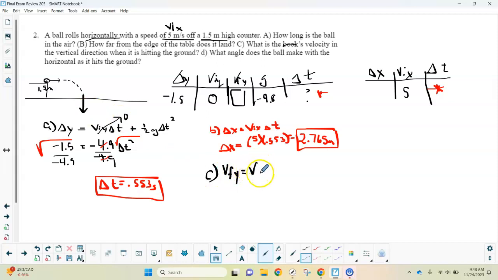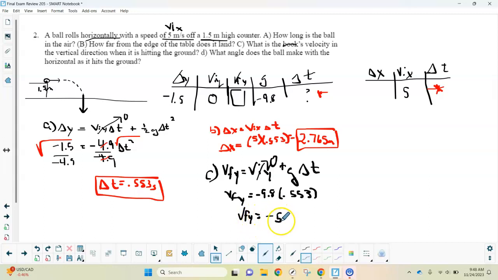And I'm just using any equation that I want, but this is the simplest one, I think, for what we need, because we have 4 out of the 5 variables. So VIY is 0, because it's not thrown up or down. VFY is what we're looking for, and it's really just this negative 9.8 times the time, which is the 0.553. So for VFY, you should get something like negative 5.42. It's rounded slightly, but that's okay. That's meters per second. So that is the answer to part C.